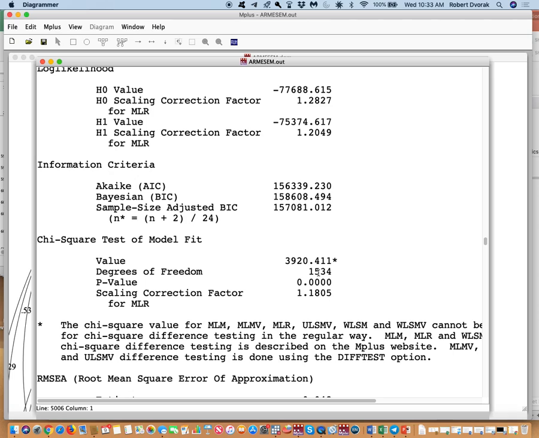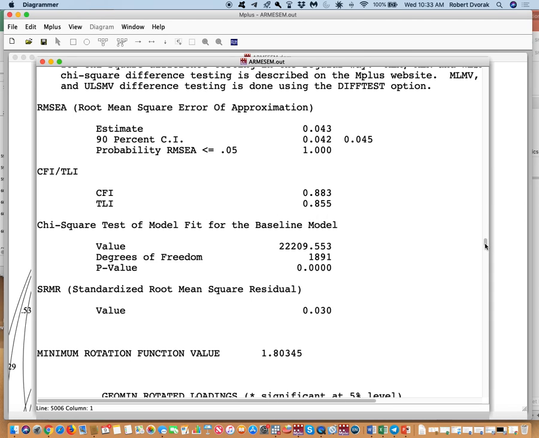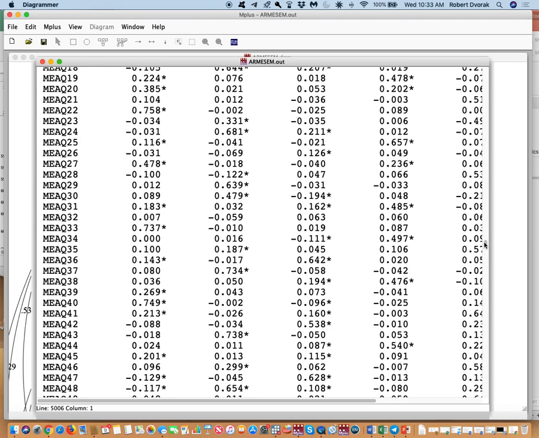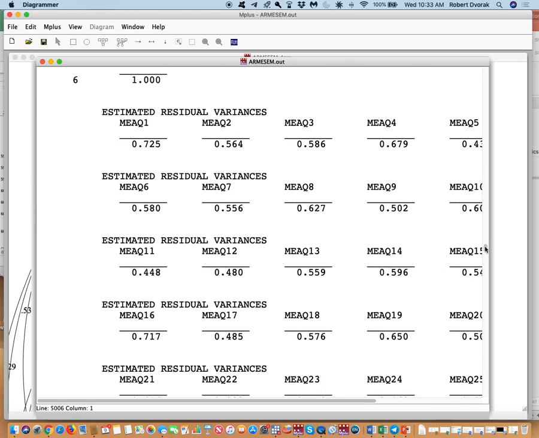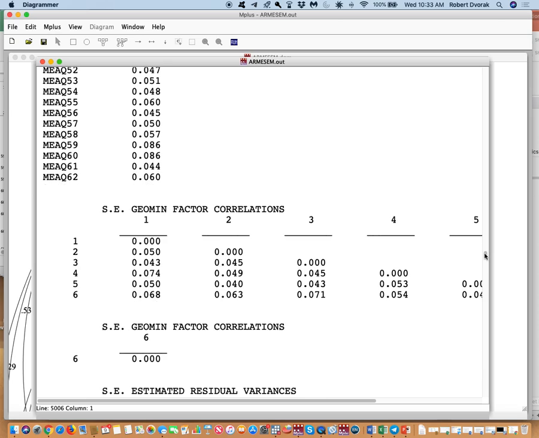3920 divided by 1534, 2.55. I mean, we're getting closer to that 2, but still. RMSEA, are we okay with this? Yeah, that's not bad. CFI? No, that sucks, right? SRMR, it's at 0.03. That's the spot that I want to get to. Let's scroll down here, and let's look at a 7-factor model.